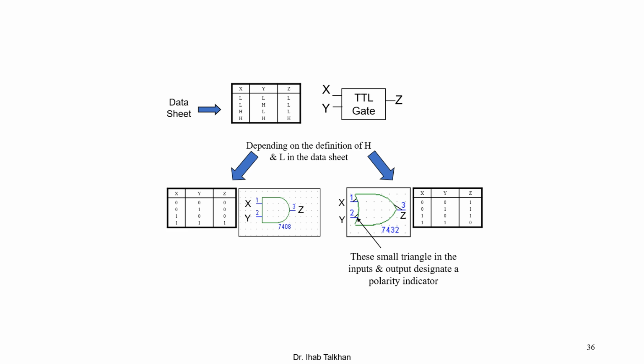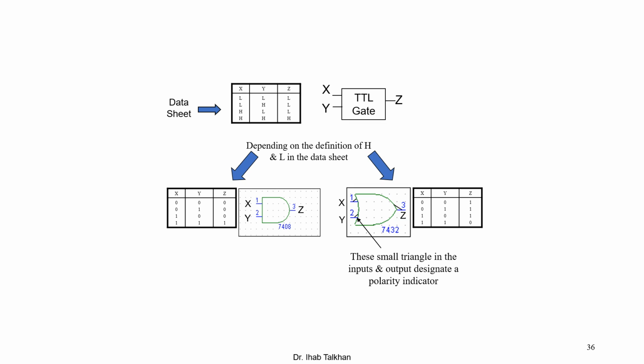In this slide, you're going to see the data sheet. You have X and Y and Z: X and Y are inputs, Z is the output. You can see it uses L and H, which means low and high. If you're talking about positive logic, H is 1 and L is 0, as you can see on the left-hand side. This describes an AND gate. Whenever you substitute L as 0 and H as 1, you find it's an AND gate.